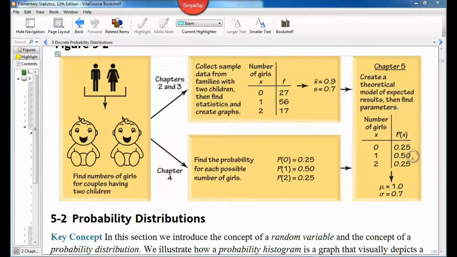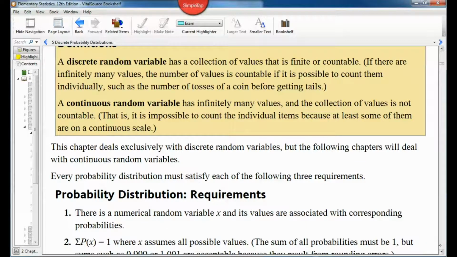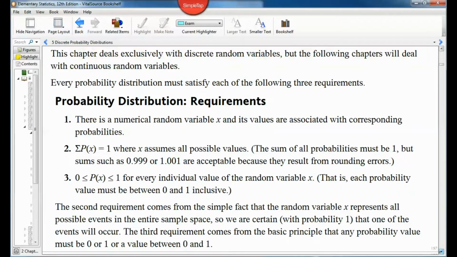For one of these representations to be a probability distribution, we have a couple of requirements. There's some kind of random variable x. So, we have to have a random variable in the probability distribution. That's pretty much always a given. Now this right here, this is very important.